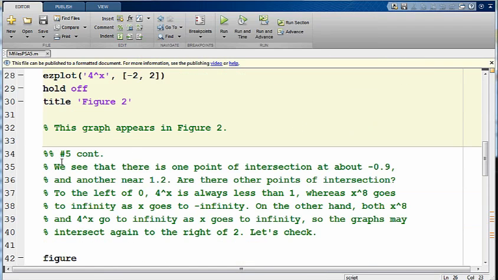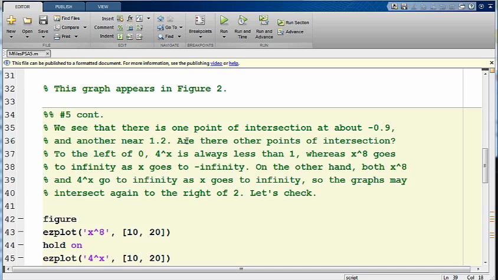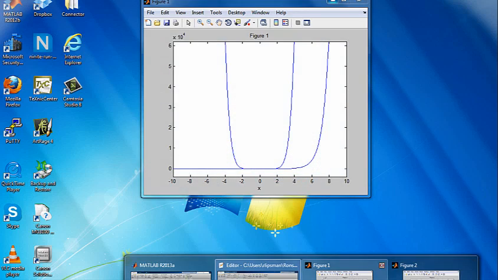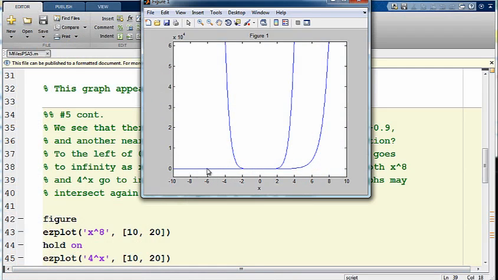We start a new cell, labeled number 5 continued. And again, we see there's one point of intersection at about minus 0.9 and another near 1.2. Are there other points of intersection? So let's bring up the graph again. As we decided, there's none over here, but there could be to the right. It depends on the growth of those two functions.